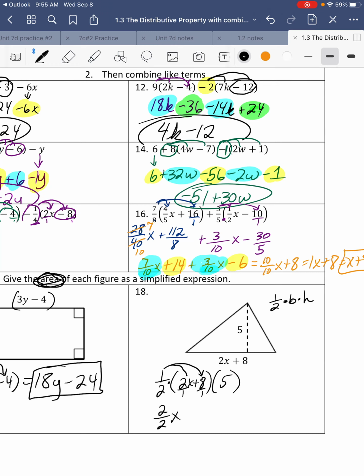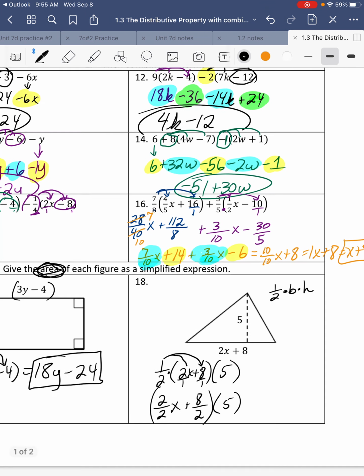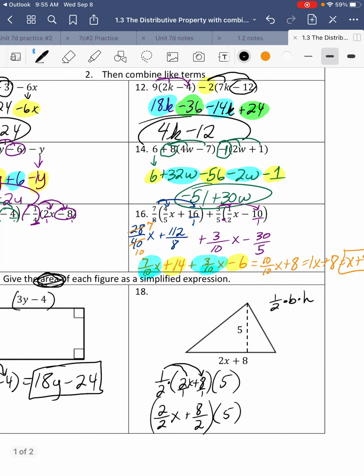1/2 times 8, you can actually think of this, half of 8 is what? I'm sure you can get that. Otherwise, 1 times 8 is 8, the numerator. Multiply the denominator, 2 times 1 is 2. And we still have that times 5 left over. So after we figure this out, we're going to have to then multiply by 5. So 2 divided by 2 is 1. 1 times x is x. 8 divided by 2 is 4.